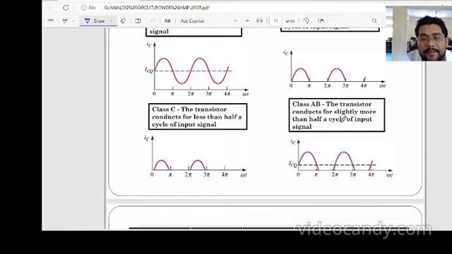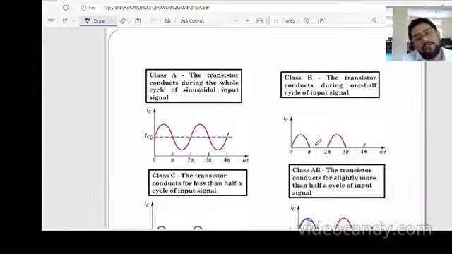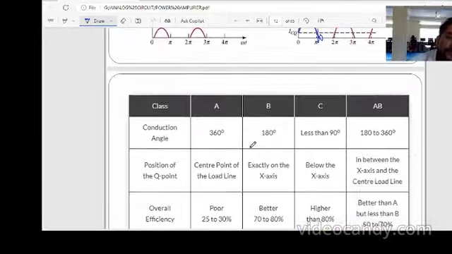Then the class AB amplifier: the transistor conducts slightly more than half a cycle of the input. Suppose pi is here, it will conduct more than pi. So we have seen how the conduction is going on: first class A conducts a whole cycle, then class B. Now we will see the conduction cycles.